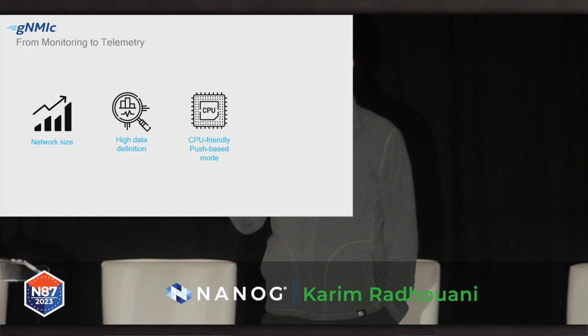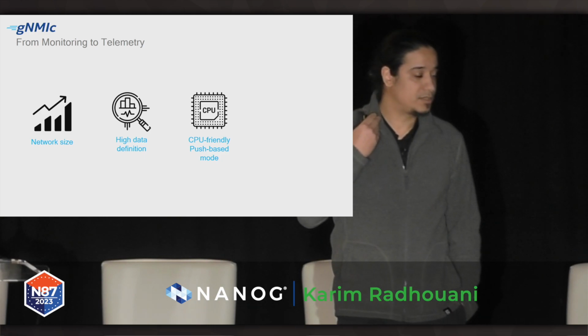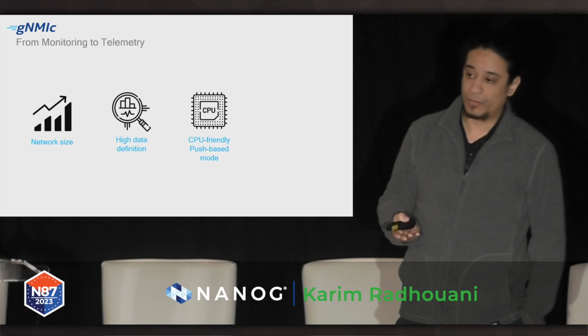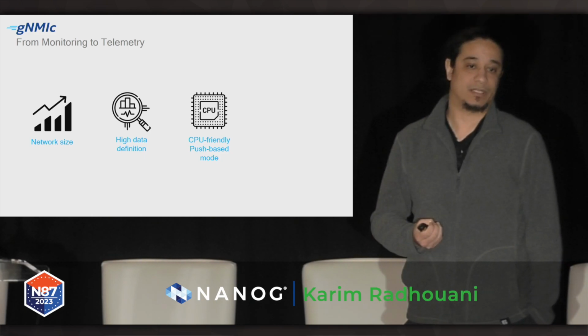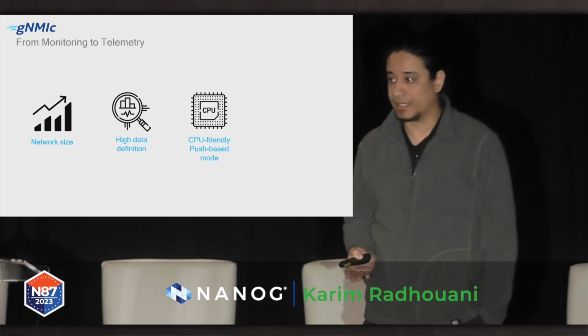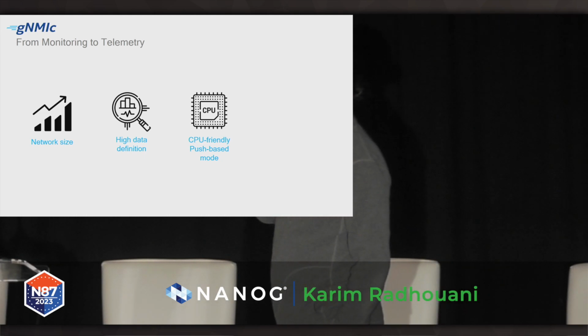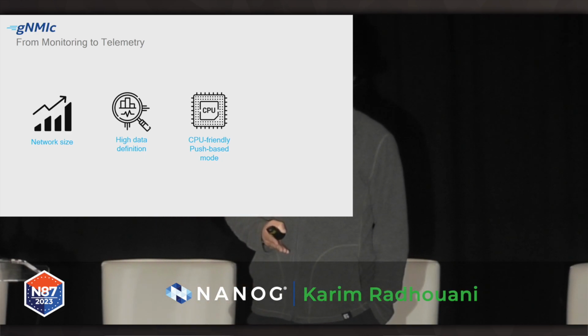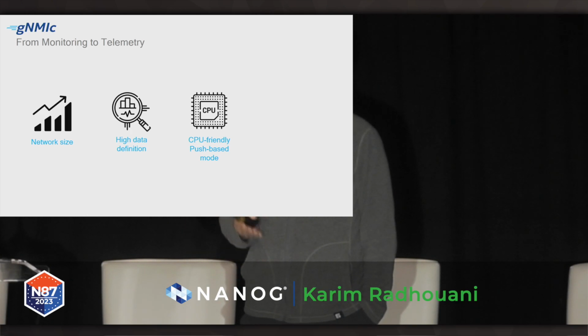So what gNMI does is reverse that logic. Instead of asking the router to return statistics, you let the router push the statistics to you. So it's a subscription-based model. You just send a subscribe request to the router and you tell it what you're interested in and how you want to get it. Say you're interested in interface statistics and you want to get them every 10 seconds, or you want to get the interface status whenever it changes, not all the time. You don't want to know that the interface is still up every 10 seconds or every minute. You want to get a notification when the interface status changes.